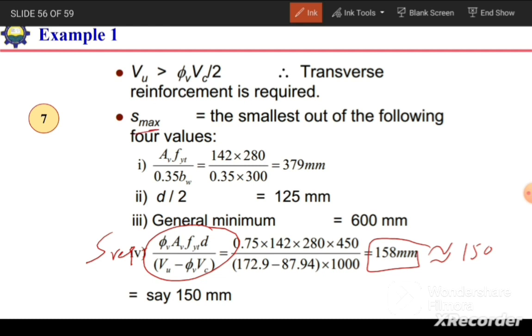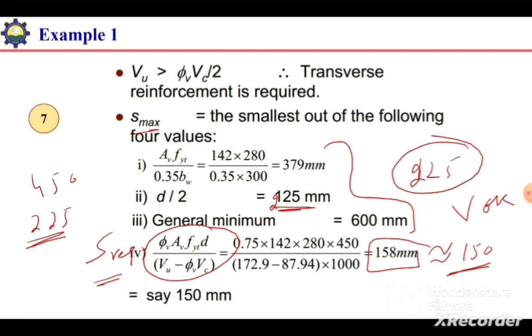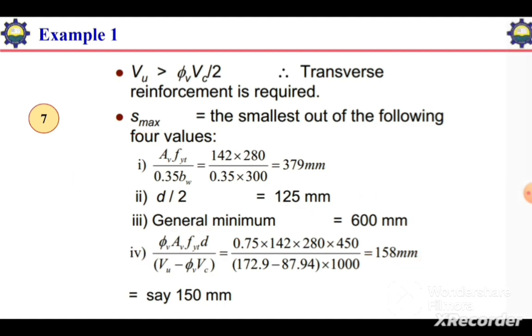And the S maximum, it will be least of these three. So the least of these three is d by 2, which is 125 millimeter. Sorry, it is not 125 millimeter, it should be 225 millimeter. So d is actually 450, so its half will be 225 millimeter. So the S maximum is 225 millimeter, and our selected spacing is 150 millimeter, and this 150 millimeter is less than this S maximum, so it is okay, and it is also more than the S minimum 80 millimeter, so it's also okay.